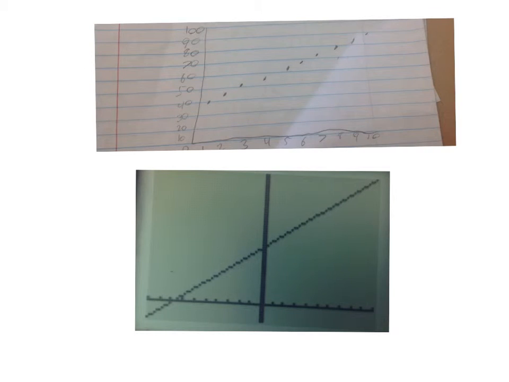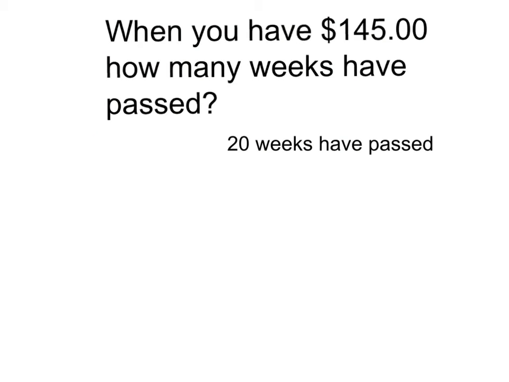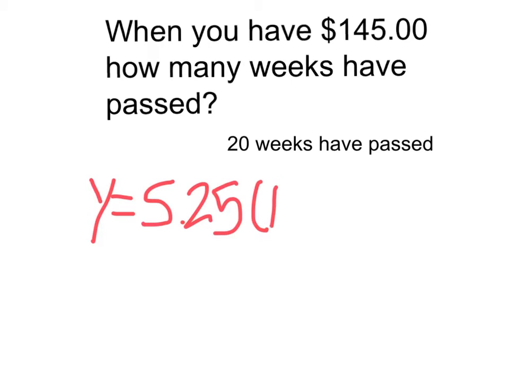This is a picture of the graph. His money is going up by $5.25, and it is linear, so the line is straight. This is a problem that says when you have $145, how many weeks have passed? The answer is 20 weeks have passed. To get the answer, you have to replace y with $145. So 145 equals 5.25x plus 40, and then you can get your answer.